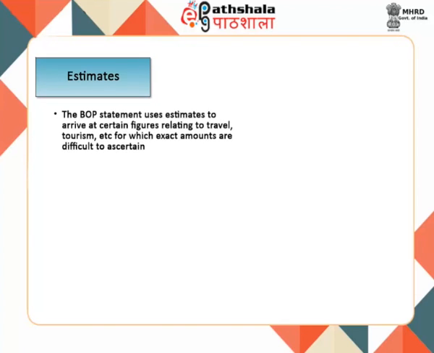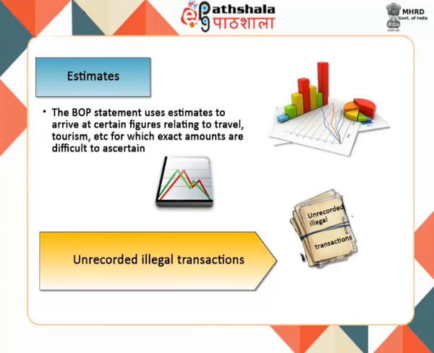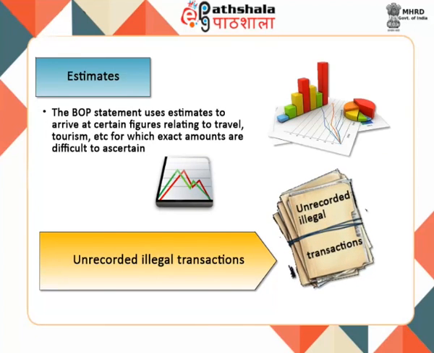Estimates. The BOP statement uses estimates to arrive at certain figures relating to travel, tourism, etc., for which exact amounts are difficult to ascertain. Estimates are based on samples. If the sample chosen is defective, statistical discrepancy is bound to arise. A further reason for statistical discrepancy in the BOP statement is unrecorded illegal transactions.